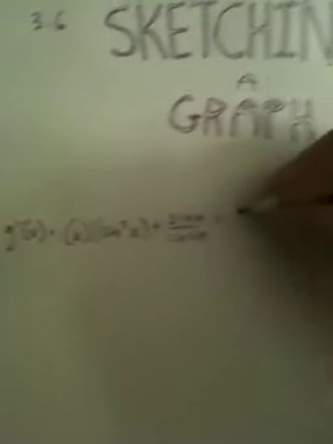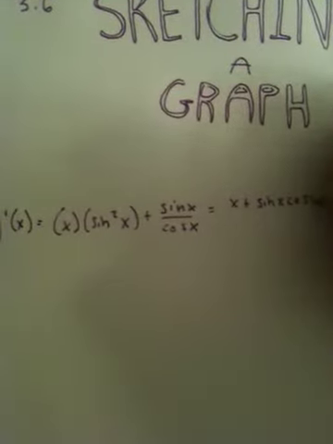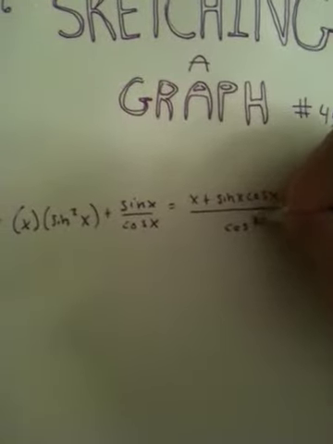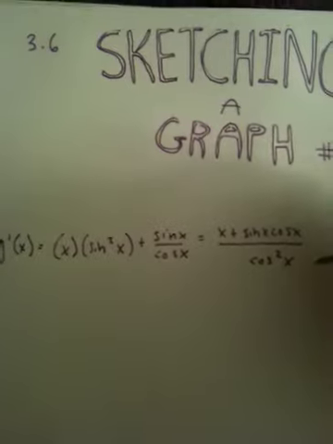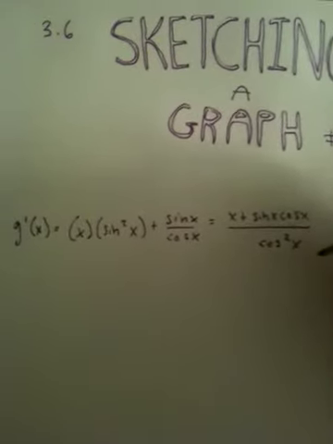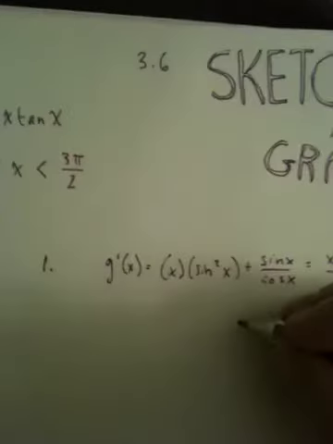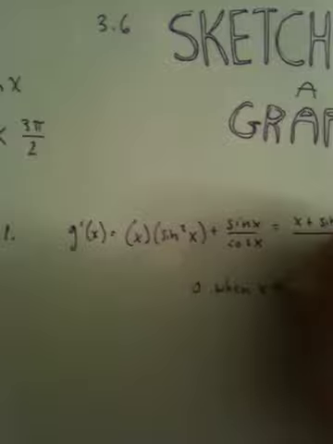Which you can simplify to... After doing this, you find the critical numbers by setting it equal to 0, which gives you 0 when x equals 0.